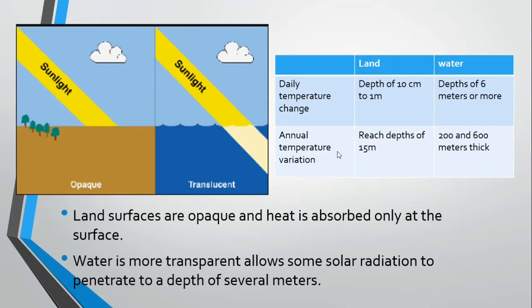If we are going to look at this illustration also, land surfaces are opaque and heat is absorbed only at the surface, while water is more transparent, allowing some solar radiation to penetrate to a depth of several meters. Okay? So you can see there the daily temperature change for land and then for water.